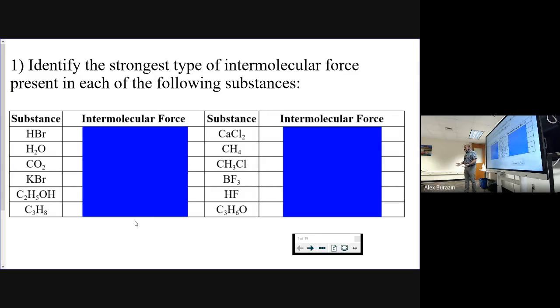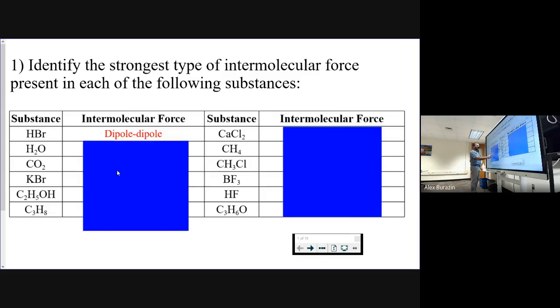When it's polar, you're guaranteed that it is at least dipole-dipole. It could be stronger than that, though. The other type is hydrogen bonding. Hydrogen bonding occurs when you have a hydrogen covalently bonded to fluorine, oxygen, or nitrogen. Got to be one of those three. If it's not one of those three, it's not hydrogen bonding. So even though this molecule has a hydrogen, it's not bonded to one of those three.